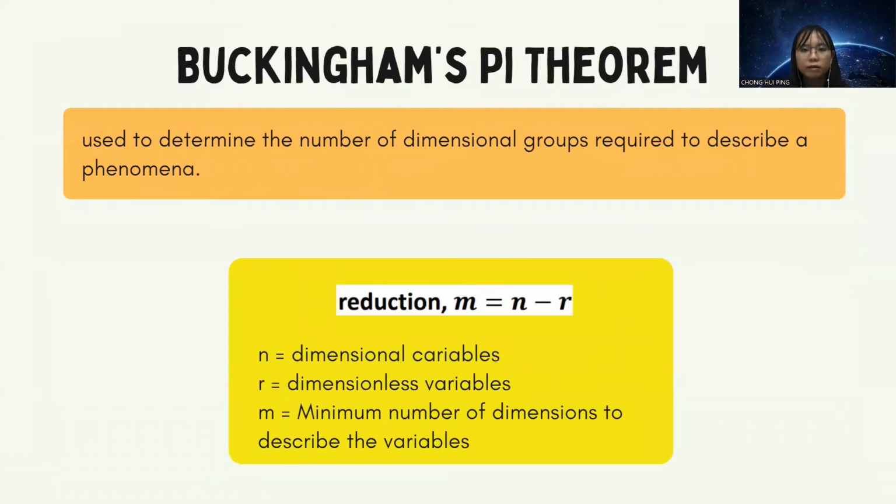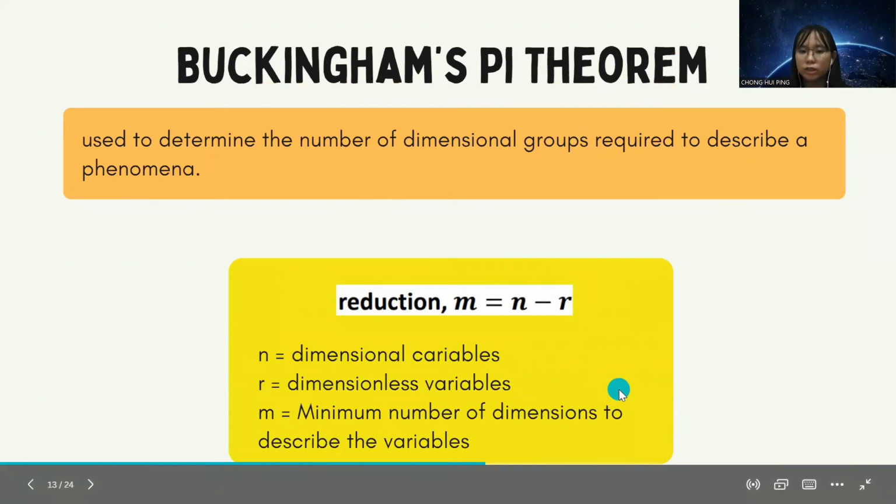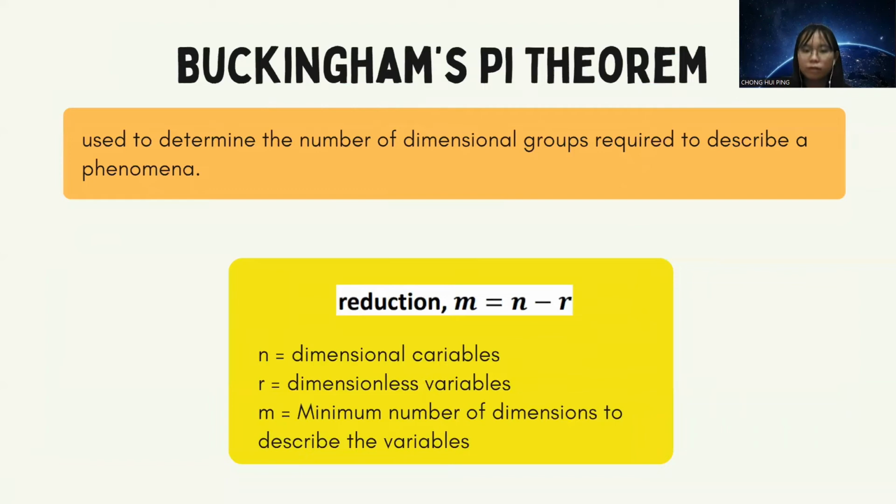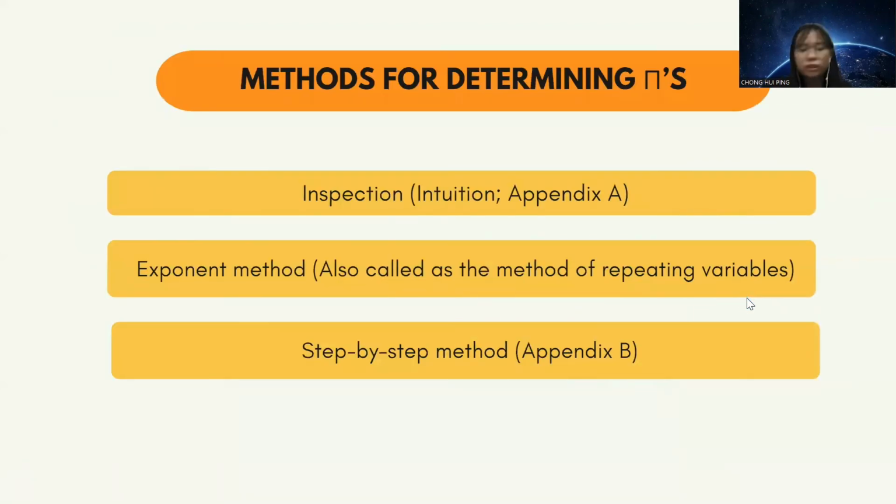So the Buckingham Pi theorem is used to determine the number of dimensionless groups required to describe a phenomenon. The reduction is m equals n minus r. m stands for the minimum number of dimensions to describe the variables, n is the number of dimensional variables and r is the number of dimensionless variables. We have 3 methods to determine the pi. First, inspection. Second, exponent method. And third is step-by-step method.